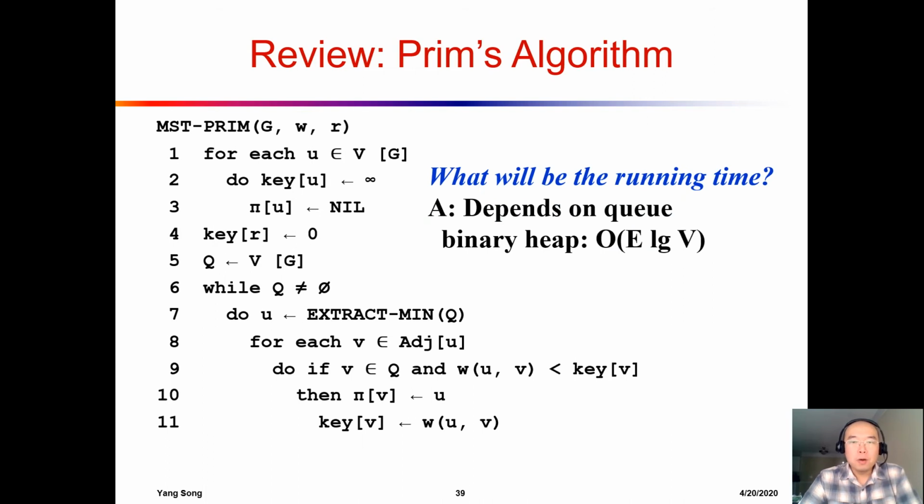Okay, so what will the running time be? Well, the running time depends on the queue. It really depends on how we implement the queue, and the queue is really an X factor of the Prim algorithm, because the performance of the queue will also impact this part, extract min, and there will be even more things we have to discuss. Okay, so let me give you the answer first. If we are using the binary heap as the queue, then the time complexity will be O(E log V).